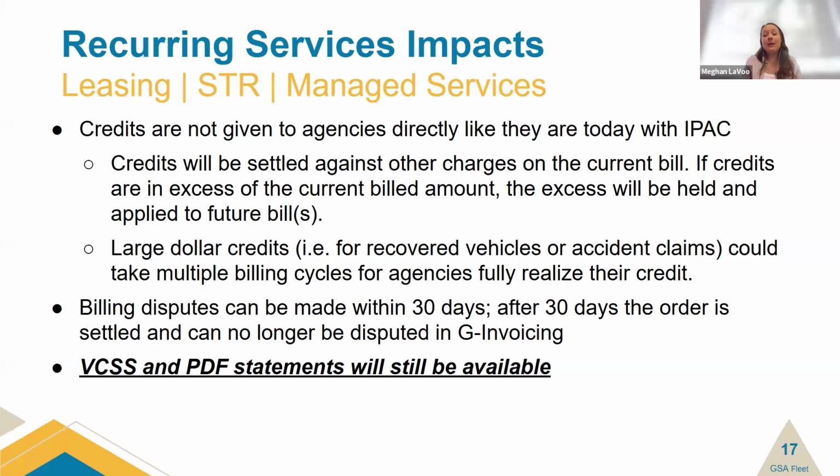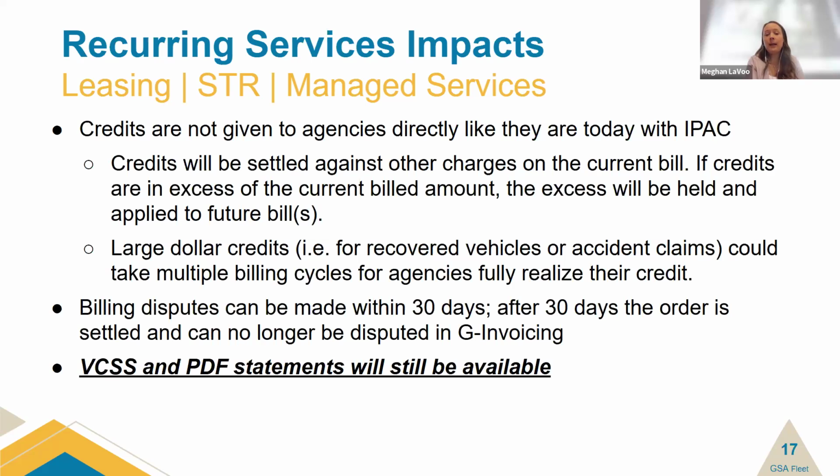In G-Invoicing, there is not the capability for us to give money back to the agency. That is not functionality that exists within G-Invoicing easy processes. So credits have to work a unique way. And I want to be fully transparent in saying that it is going to be a difficult change, I think, for some of our customers to wrap their heads around. For the most part, I don't think it has drastic impacts to the majority of our customers' billing. But the way that credits will be settled is against other charges on the current bill, so somewhat similar to how manual bills are done today.